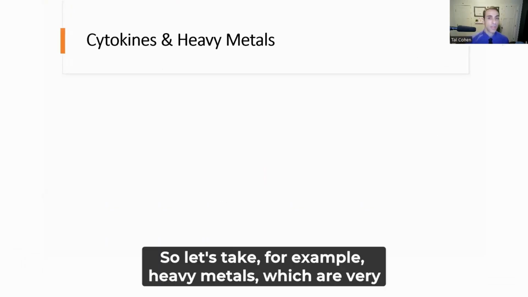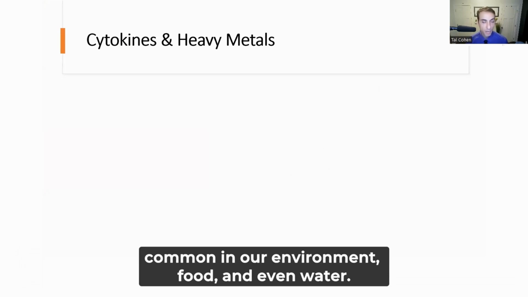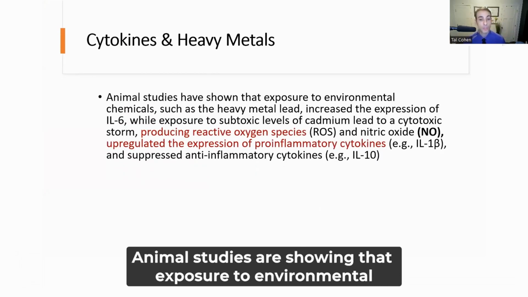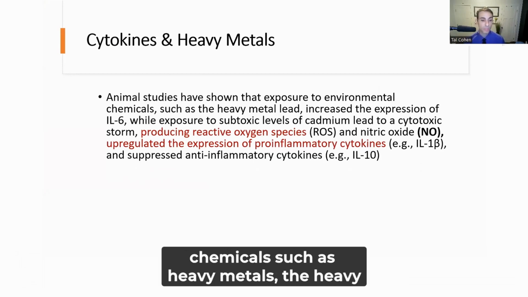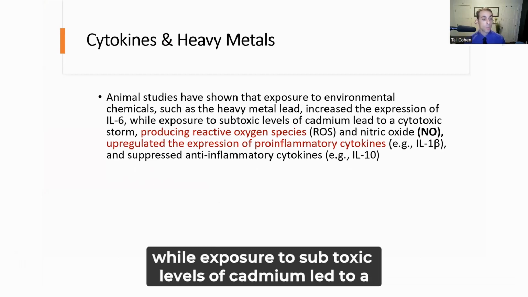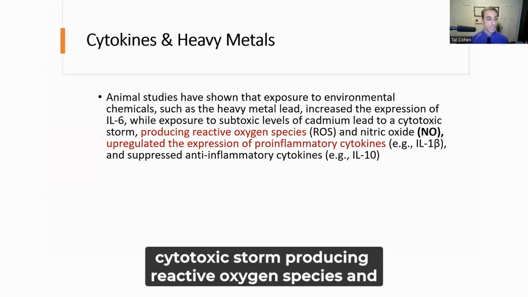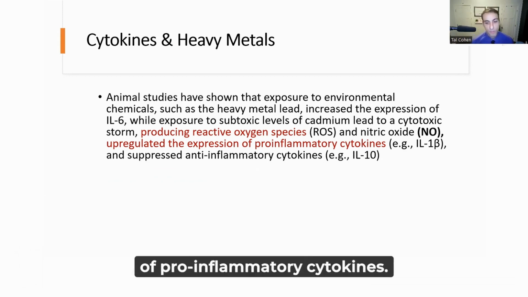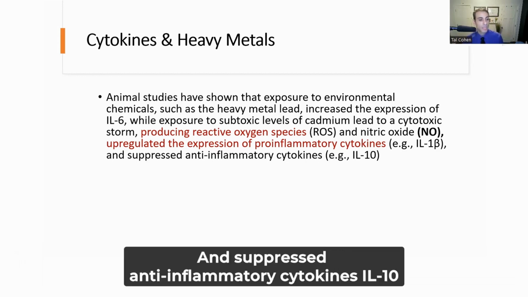So let's take, for example, heavy metals, which are very common in our environment, food, and even water. Animal studies are showing that exposure to environmental chemicals, such as the heavy metal lead, increases the expression of interleukin-6, while exposure to subtoxic levels of cadmium led to a cytotoxic storm, producing reactive oxygen species and nitric oxide, upregulated the expression of pro-inflammatory cytokines, and suppressed anti-inflammatory cytokines like IL-10.